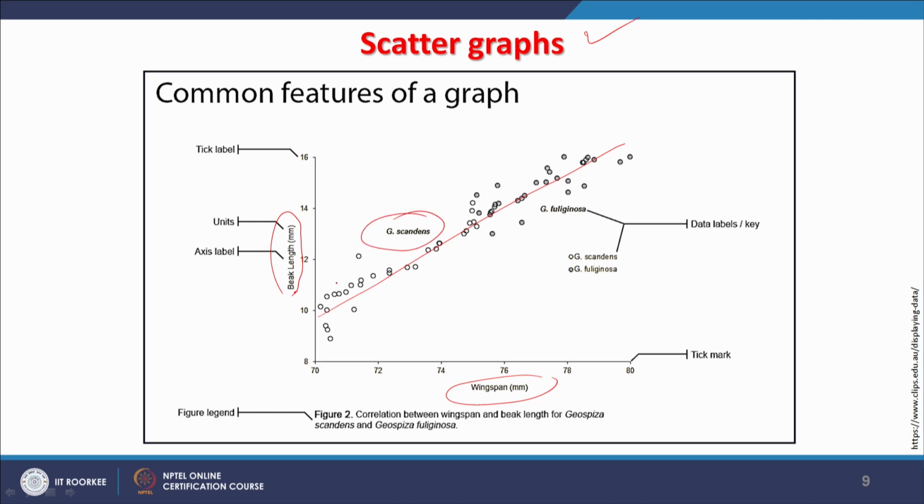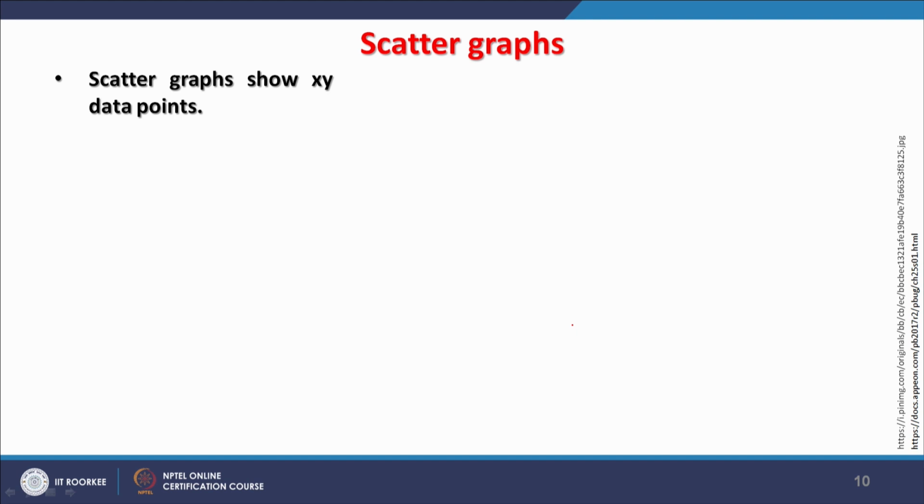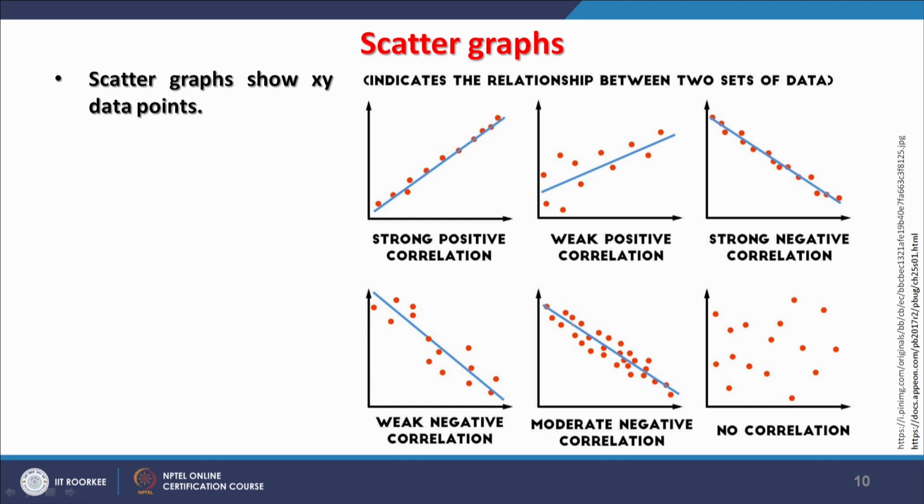Different species are also located at different locations, and therefore, we can consider it a good example of scatter plots, because that is the purpose, to show the relationship between two variables. Scatter graphs show XY data as we have seen, and some interpretations can very easily be made about the relationship between two data sets, two variables.